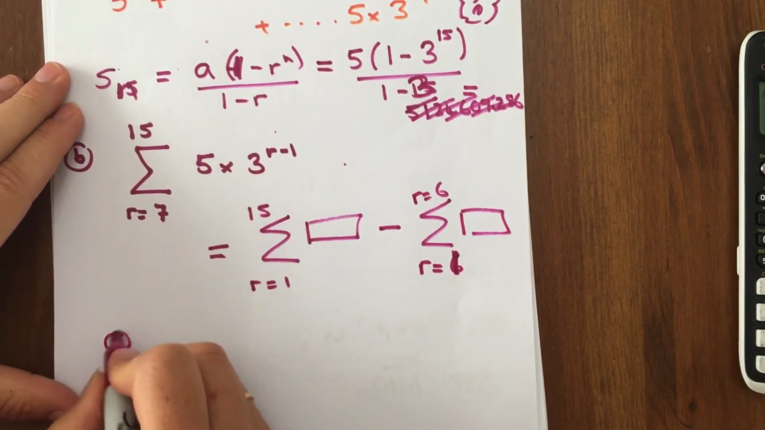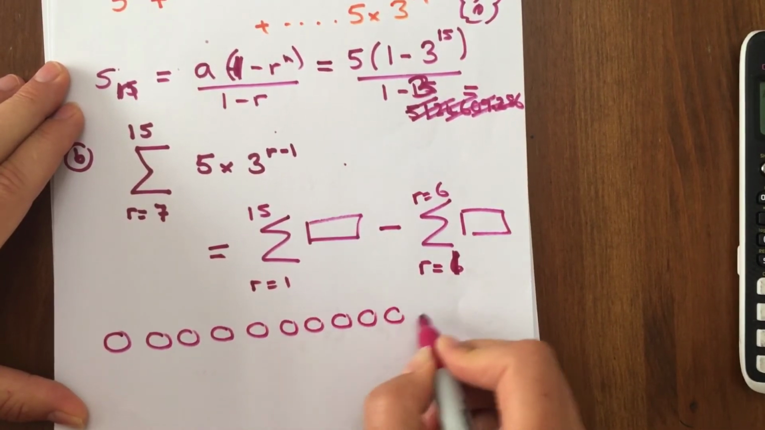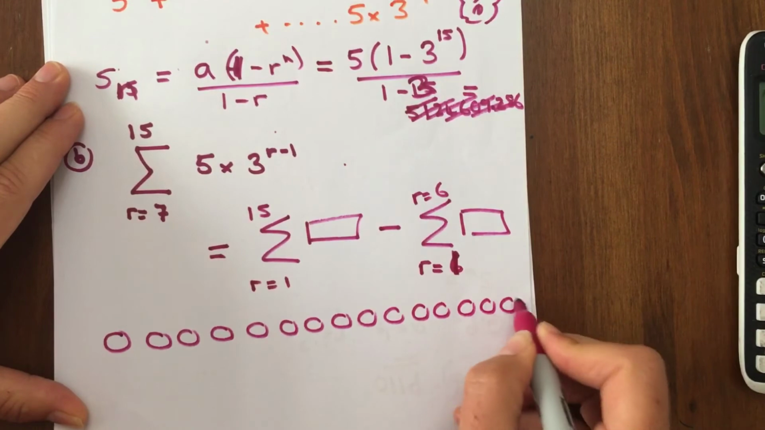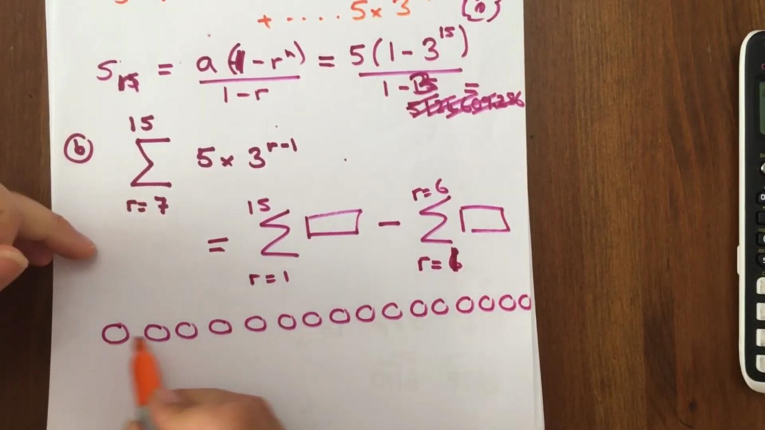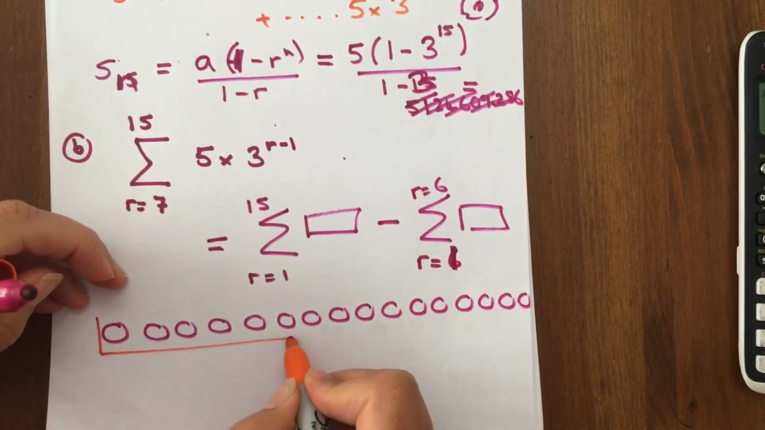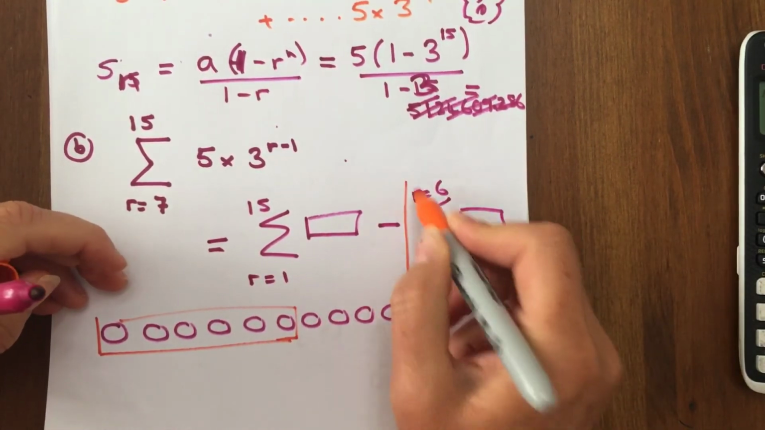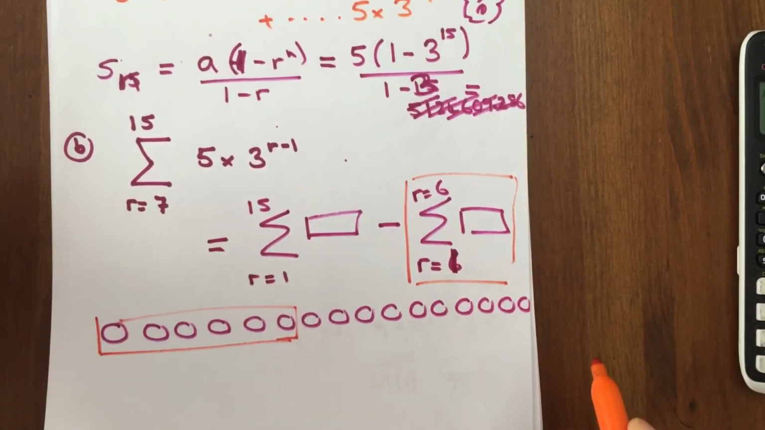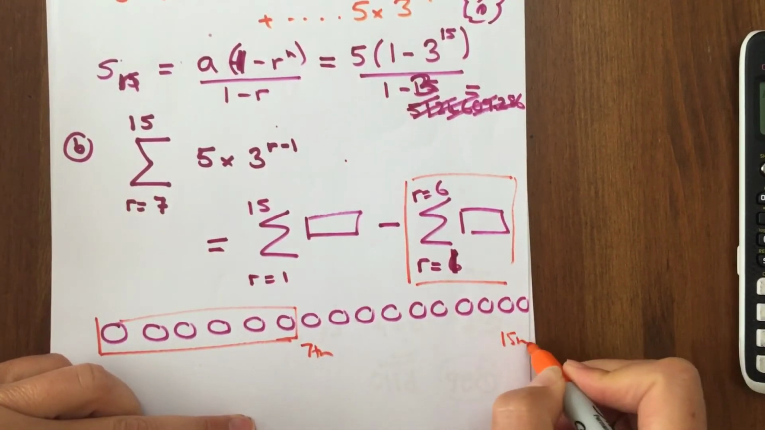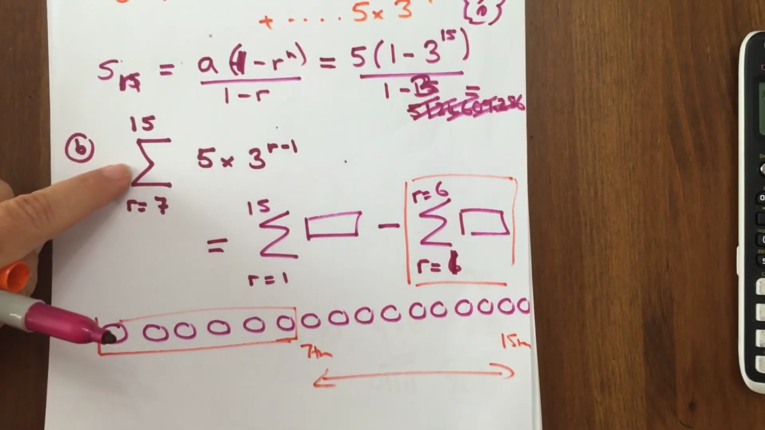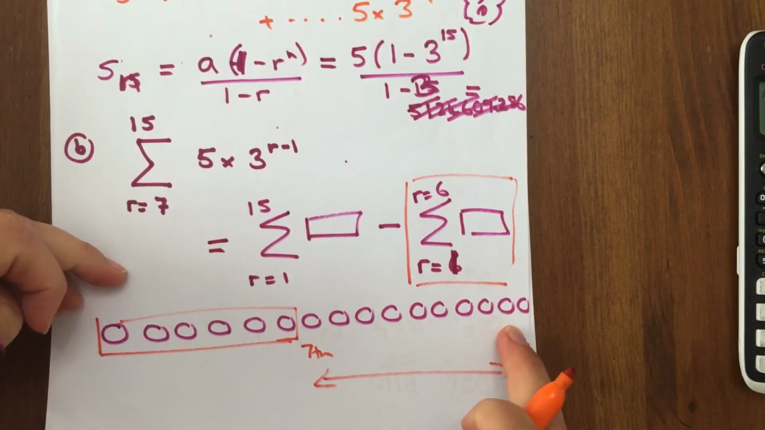Because I've got 1, 2, 3, 4, 5, 6, 7, 8, 9, 10, 11, 12, 13, 14, 15, 16 terms. This will be 1, 2, 3, 4, 5, 6, the first 6 terms. So that's this. This is the 7th term up to the 15th term. That's what I've been asked to get. And the whole lot is the sum of all 15 terms.